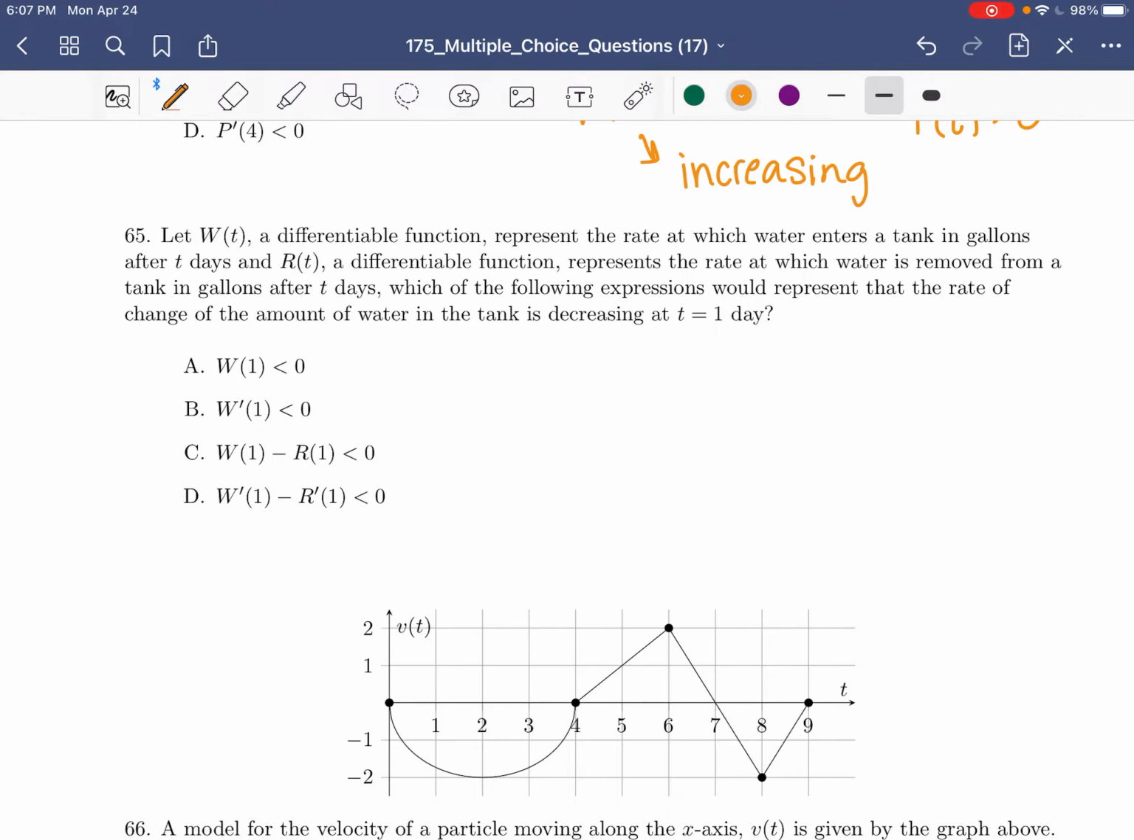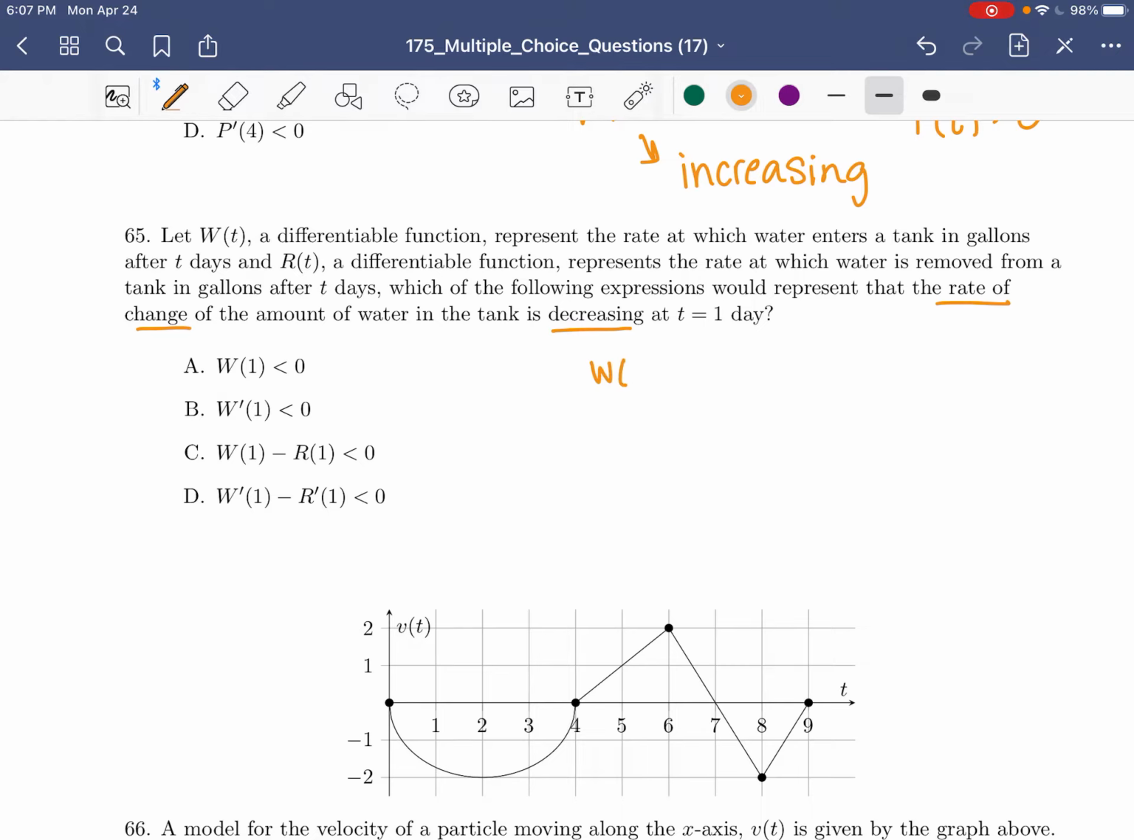All right, W of t is a differentiable function, represents the rate at which water enters a tank. R represents the rate at which water is being removed from a tank. So which of the following would represent the rate of change of the amount of water is decreasing at t equals 1 day? All right, so basically we need to look here and decide what is the rate.